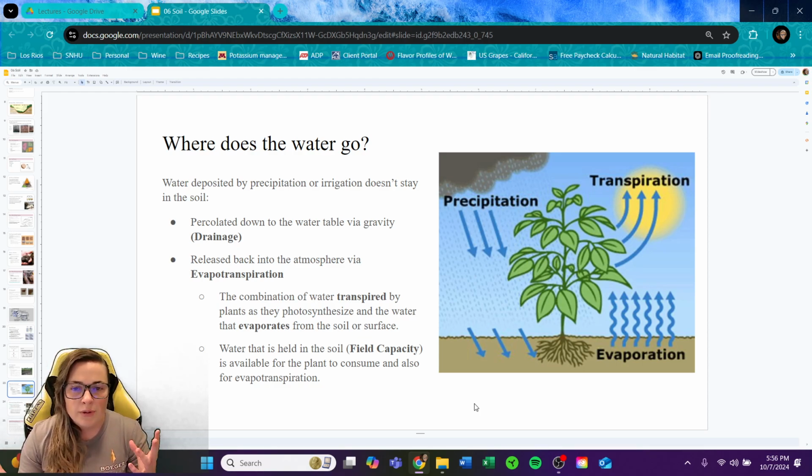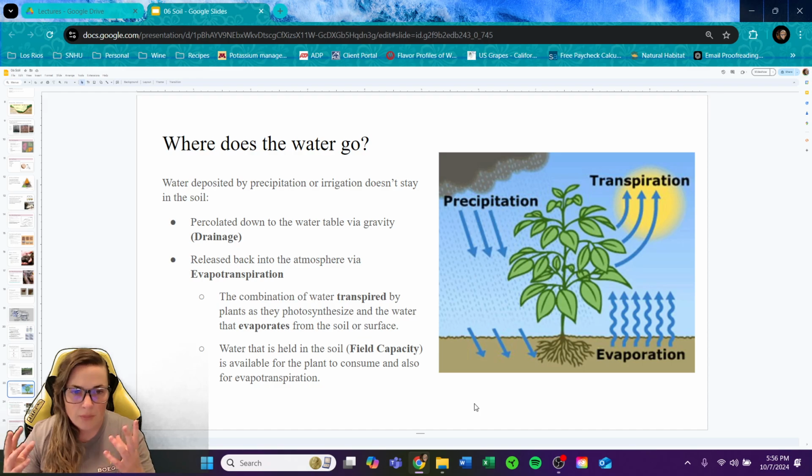Transpiration happens as plants photosynthesize, and they can release water that evaporates from either the soil or the surface. Any water that is held in the soil is the field capacity. So after gravity has taken the drainage, whatever stays in the soil is field capacity. That is available for the plant to consume, but also for evapotranspiration as well.